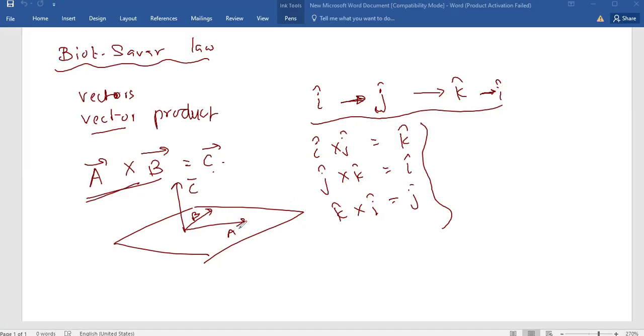What is the right hand rule? If it is A cross B, you curl your four fingers along the direction from A to B, and the thumb will give you the direction of C. So we use the right hand rule, and as per that we get the direction of C. Now, having said this, we will look into the Biot-Savart law.